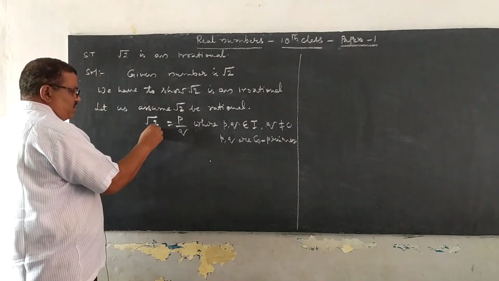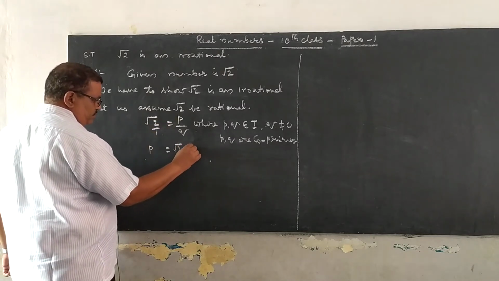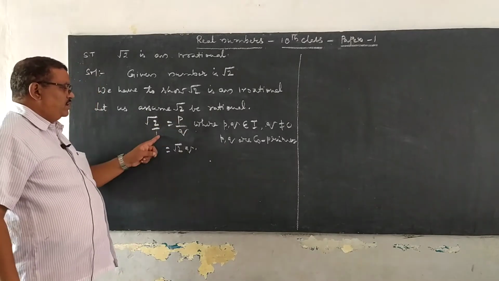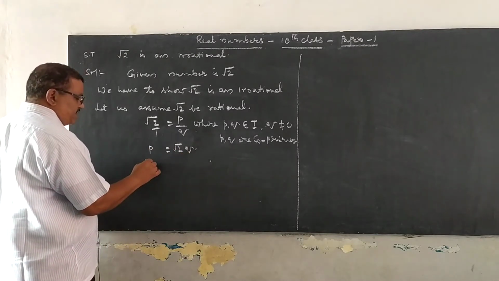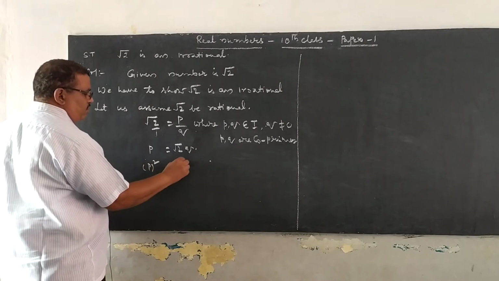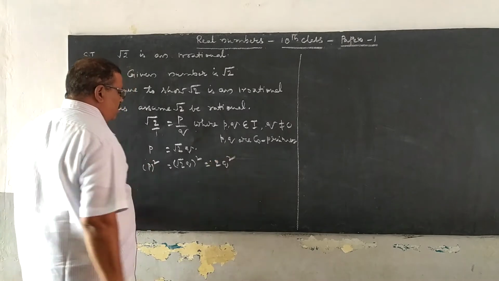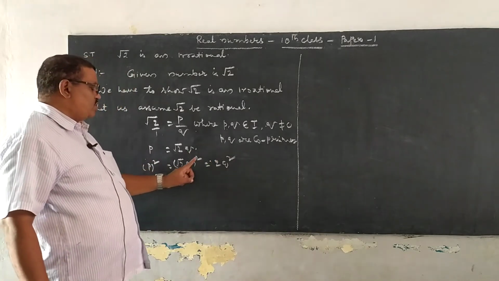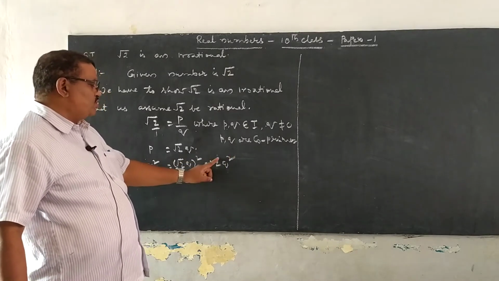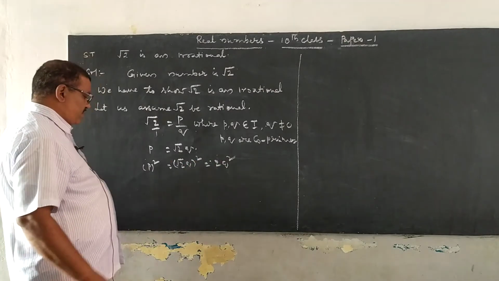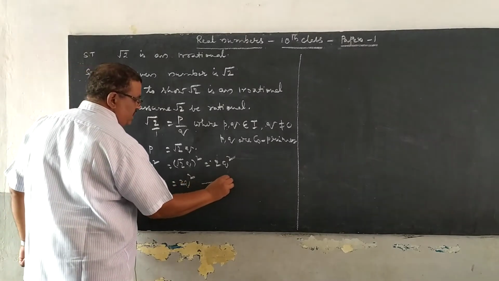Transposing Q to the other side, P into 1 is P, and root 2 into Q is root 2Q. Squaring on both sides, P square equals root 2Q whole square, which gives 2Q square, because root 2 square is 2 and Q whole square is Q square. (AB) whole power m is A power m into B power m. So P square equals 2Q square. This is equality 1.